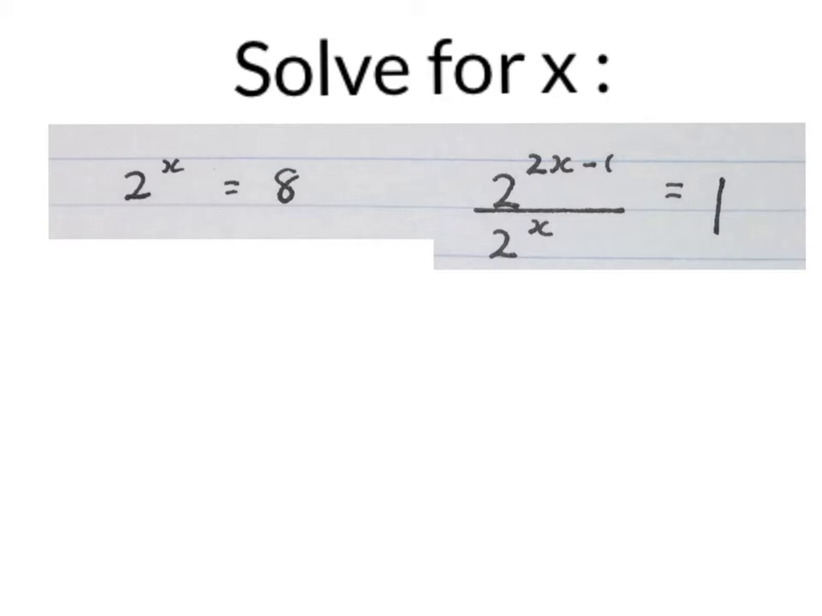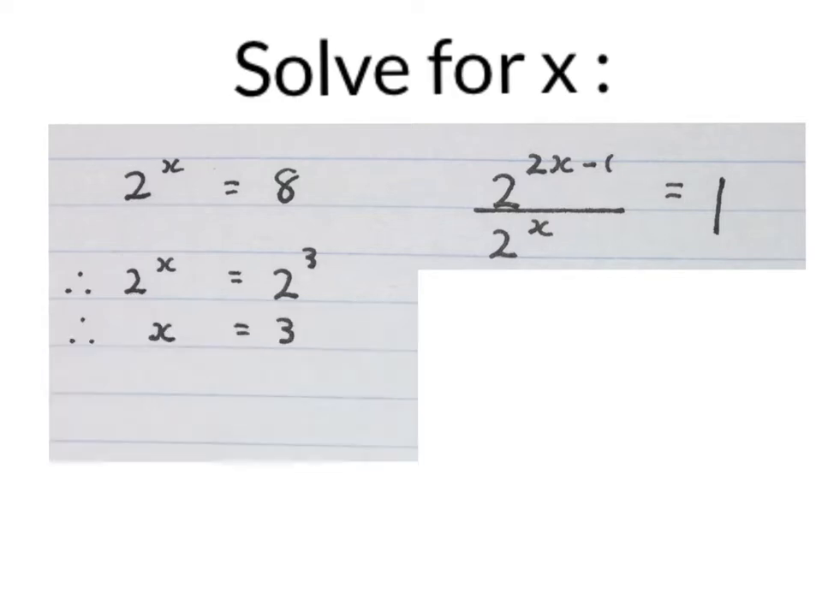Let's do the first two. The first one says 2 to the power of x equals 8. We have to solve for x. We prime factorize the 8, it becomes 2 to the power of 3. And now because the bases are the same and we have an equation, we can drop the bases. Final answer, x equals 3.